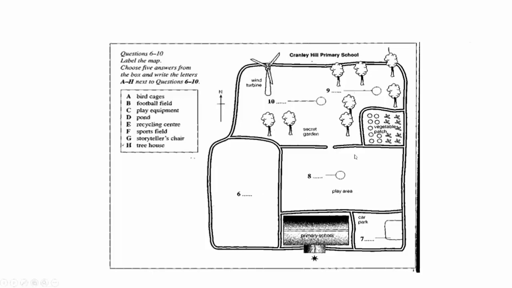So if you know that you need to put something here at number 10, look around, what is number 10? It is near the wind turbine and it is near the secret garden. If you look at the compass, you can see that whatever number 10 is, it is north of the secret garden.